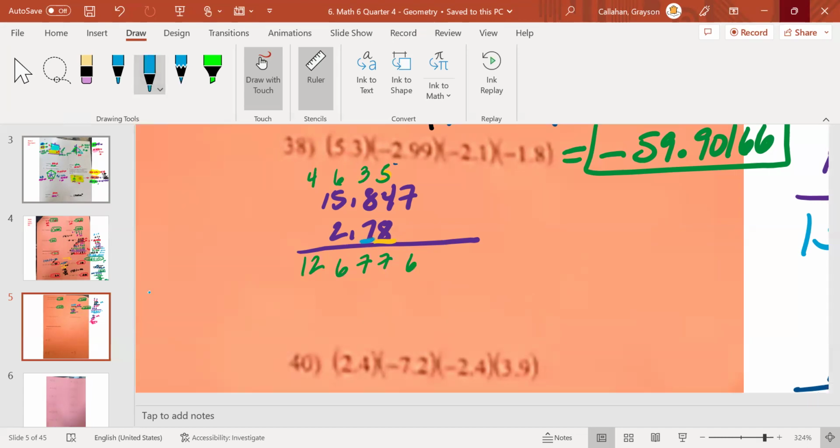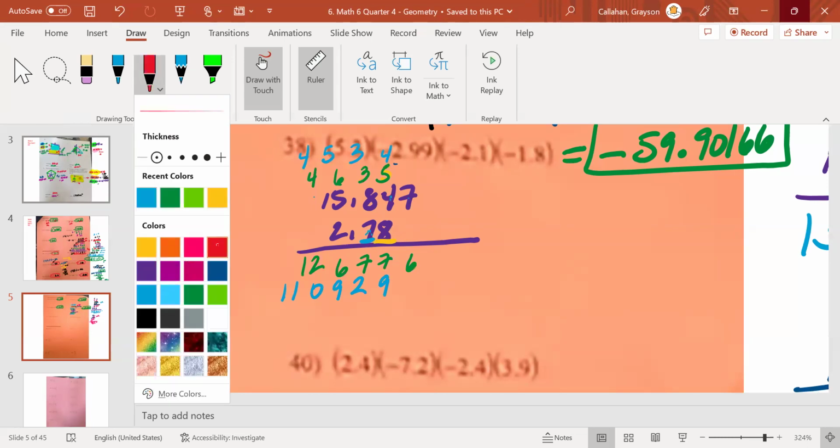Look at the 7, right? 49. Make sure you stick in the space. 28 plus that is 32. That's 56. Plus that is 59. That's 35. 47 plus that is 11, right? Let me just make sure I do it correctly. 15.847 times 7. Yep, okay.